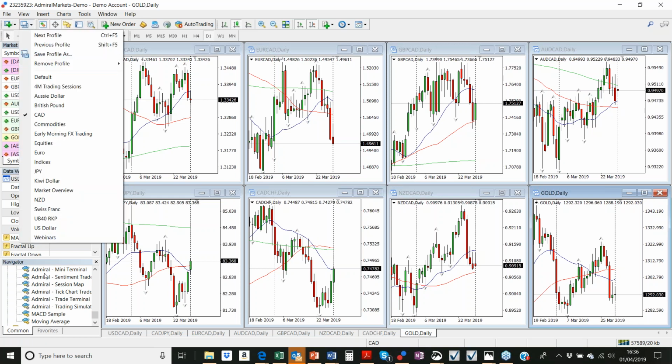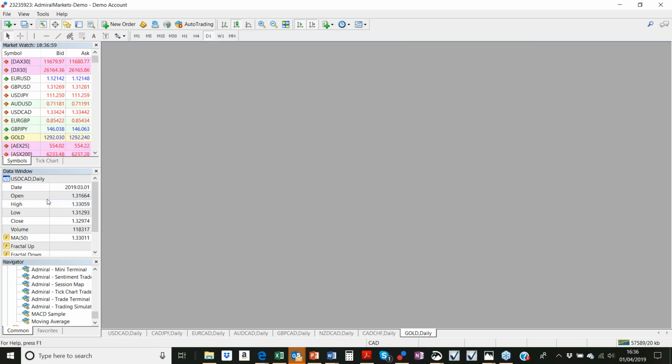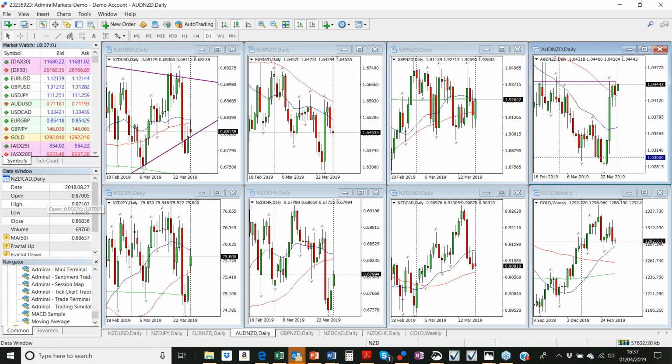Let's have a look at Kiwi dollar here. So same old eight charts, nicely put together so I can look at them very quickly. Kiwi dollar here at the top left, euro against New Zealand dollar, pound against New Zealand dollar, Aussie against New Zealand dollar. Kiwi against the yen here bottom left, Kiwi against Swiss franc, Kiwi against the CAD, and then once again gold is there to provide you.